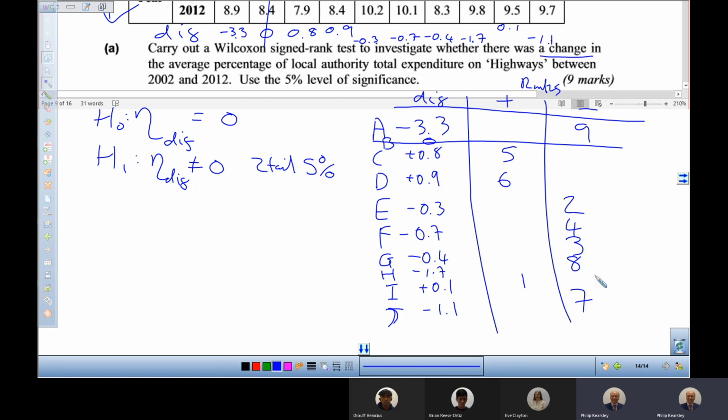So the next thing to do is to total the ranks. 5 plus 6 plus 1 is 12. And is it 33 for the minuses? 9 plus 2 plus 4 plus 3 plus 8 plus 7. 33, yeah? 12 and 33.